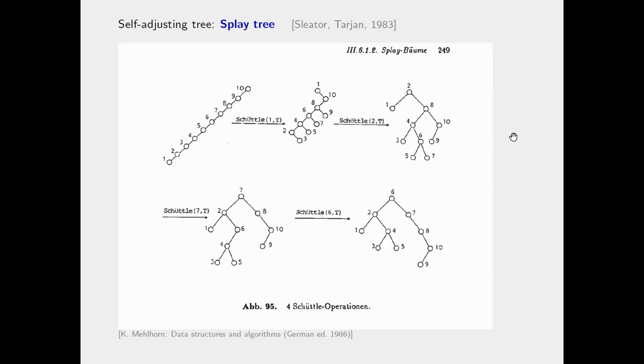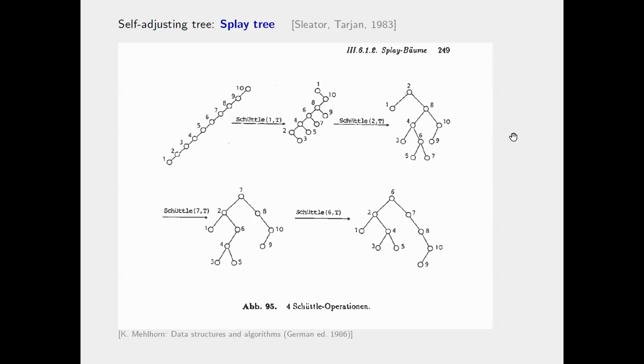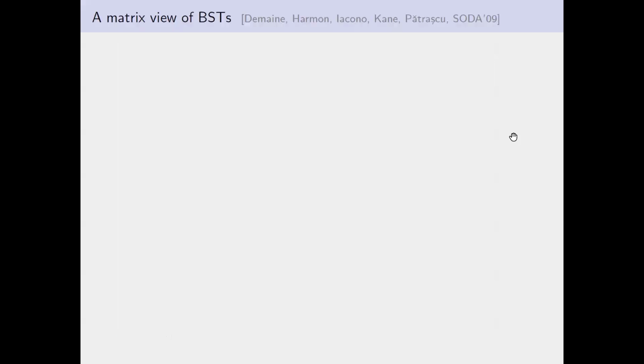This splay tree is a very nice algorithm. Maybe it takes advantage of this avoided pattern. Who knows? But how can we even analyze this? It turns out to be not very difficult. We can use a geometric view of binary search trees.